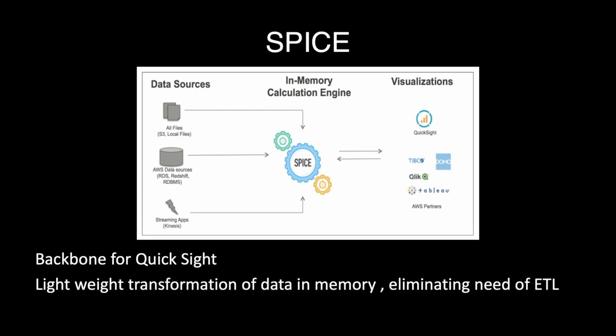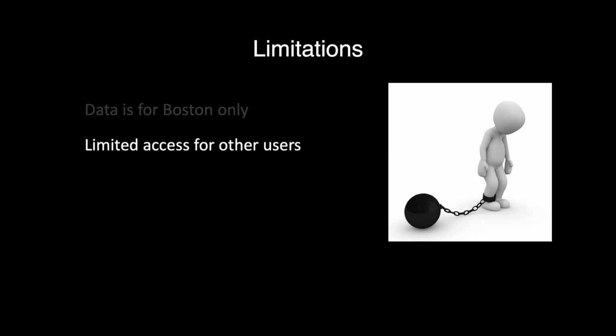This is a lightweight application machine learning algorithm where we can eliminate the use of ETL, which is nothing but data warehousing applications. So we have some limitations when we are doing this project. What are those limitations? The first limitation is data is confined to Boston only, so we cannot rank the data. And the next is limited access for other users.